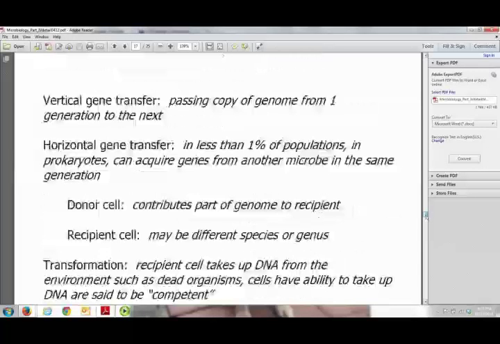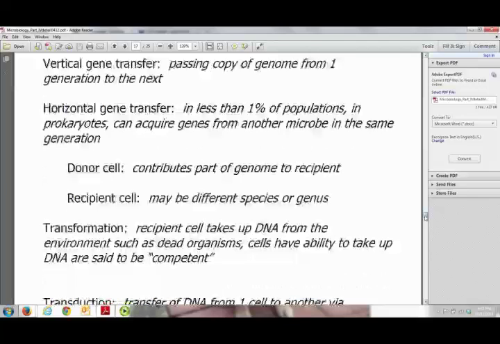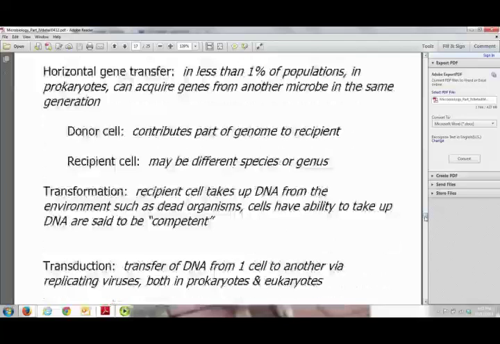With vertical gene transfer, you pass a copy of the genome from one generation to the next, from the parent to the offspring. With horizontal gene transfer, this occurs in less than 1% of populations, and it's in prokaryotes. They can acquire genes from another microbe in the same generation. So that would be more along the lines of swapping genes with a sibling. The donor cell will contribute part of its genome to the recipient, and the recipient cell may be a different species or genus.